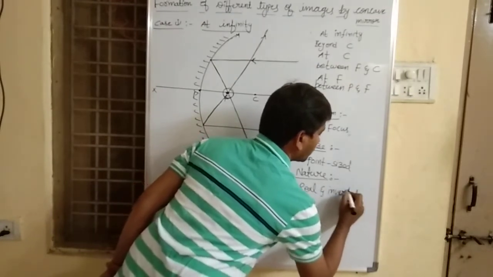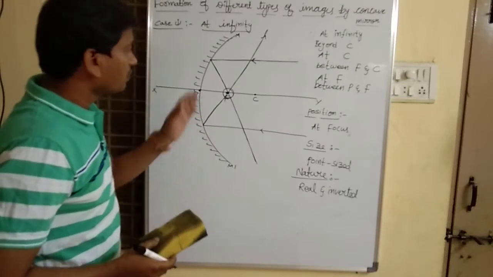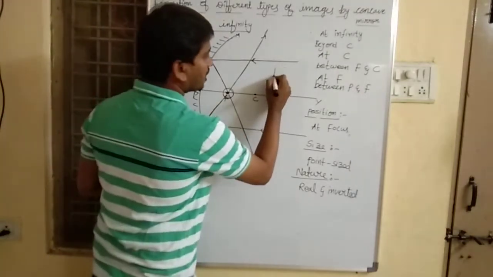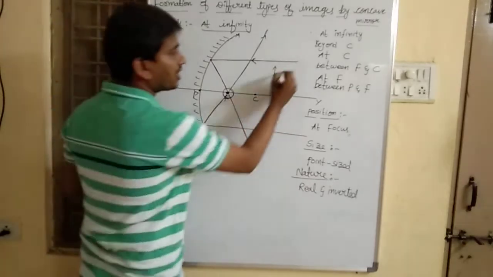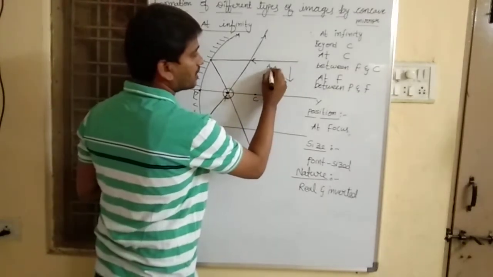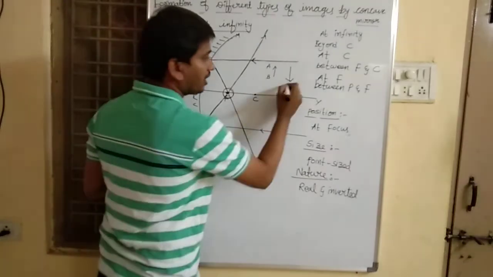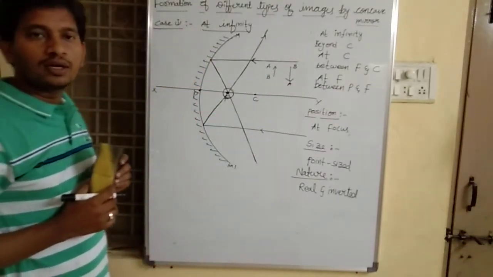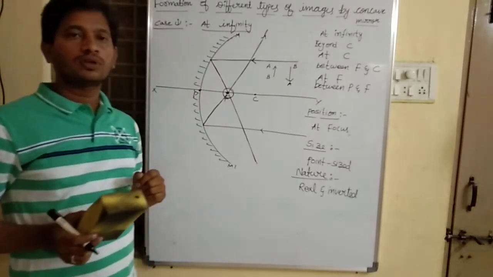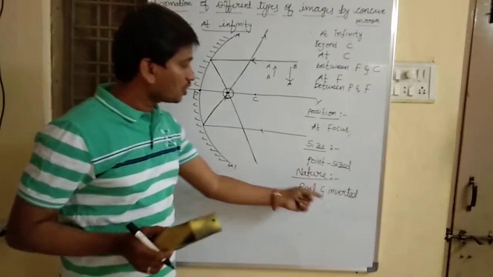What do you mean by inverted? See, if you place an object like this, you will get the image in reverse order. If you place object AB like this, you will get the image in the reverse order. Okay, inversion. That is called inverted.